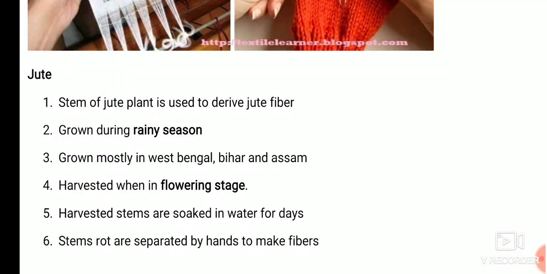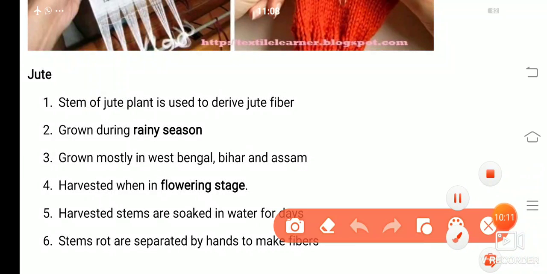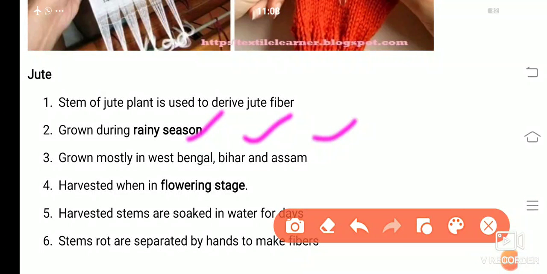Grown during rainy season. Jute is grown in the rainy season, grown mostly in West Bengal, Bihar and Assam. So these are the places, West Bengal, Bihar and Assam. So these are the points from which the question will be made. And it is harvested in the flowering stage. So when it starts flowering, it is harvested, means cut down.